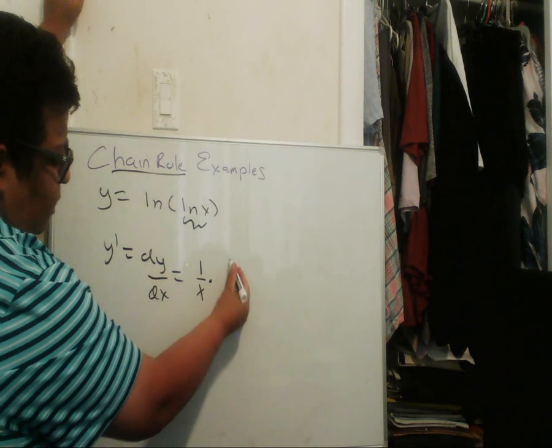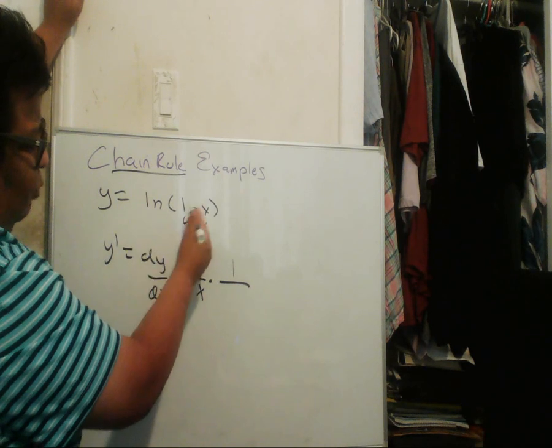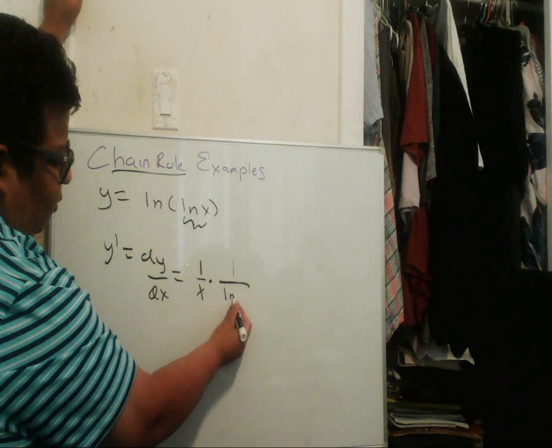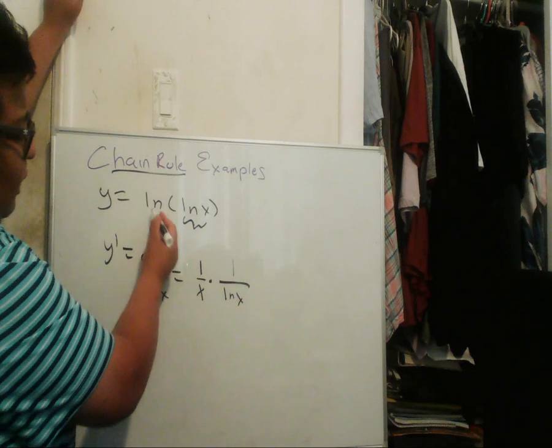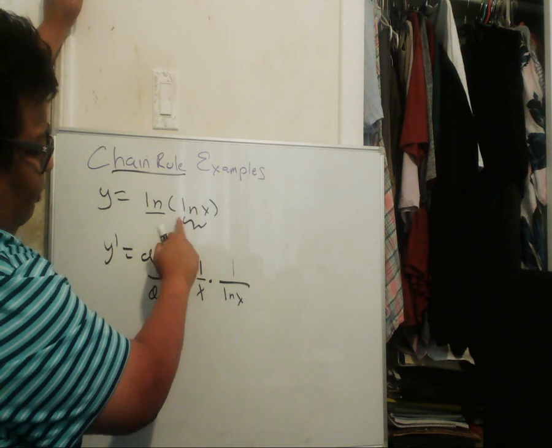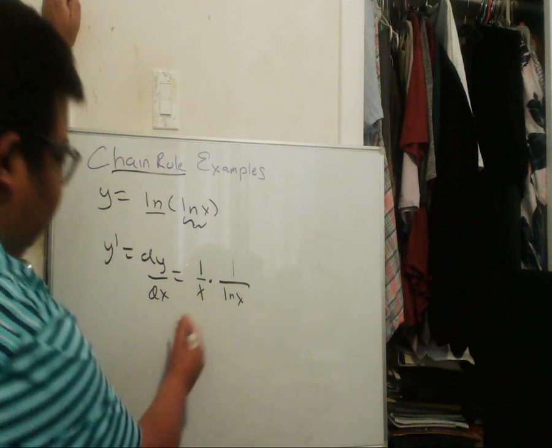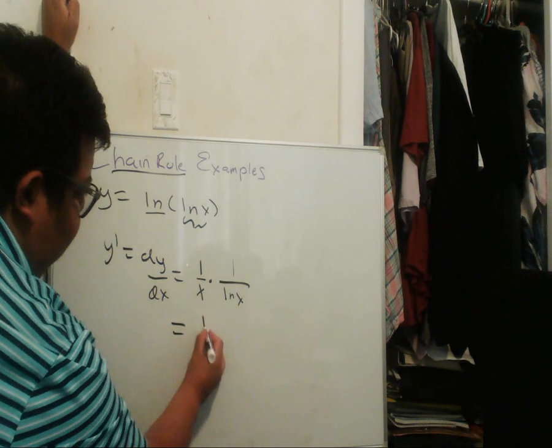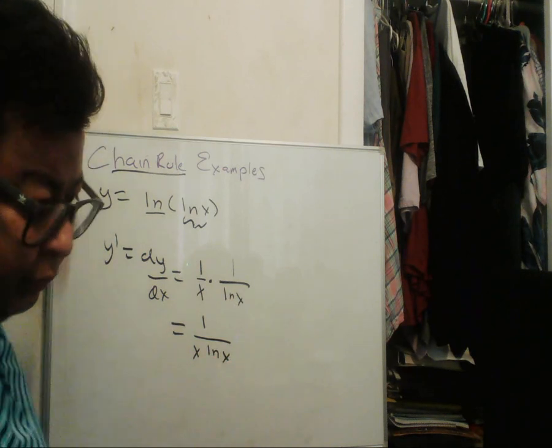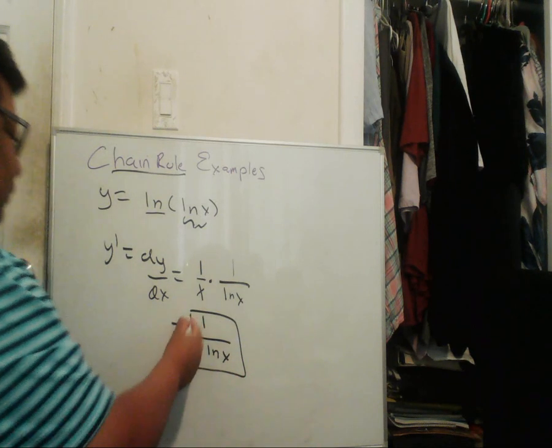But remember, in this case we don't have x here, so we need to put whatever is inside the inside function. In other words, the derivative of the outside is 1 over x, but because we don't have x, we have to put whatever is inside, and that's what we put here. So now we combine terms, and we have 1 over x ln of x, and that's going to be our final answer.